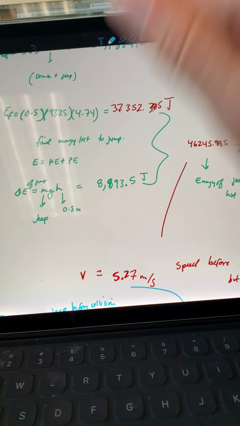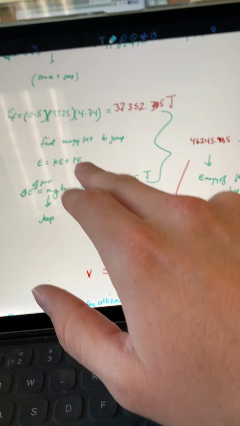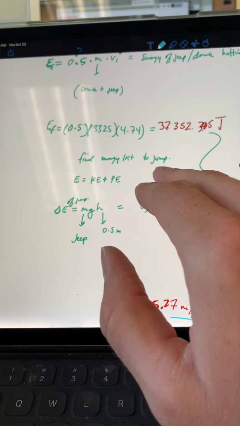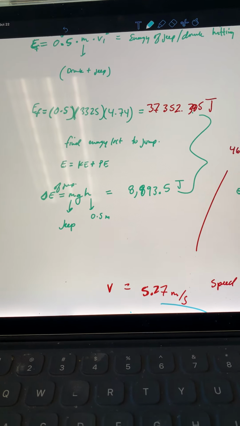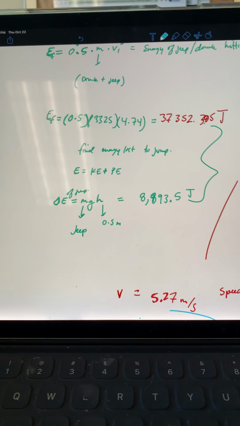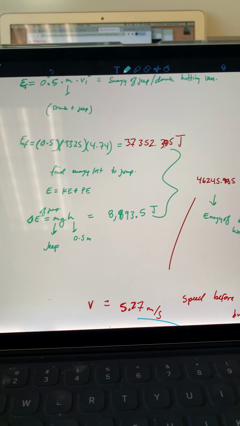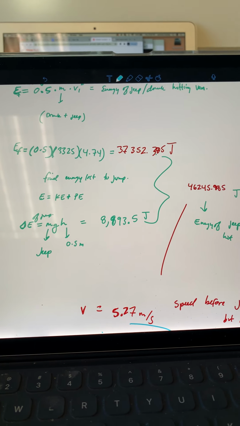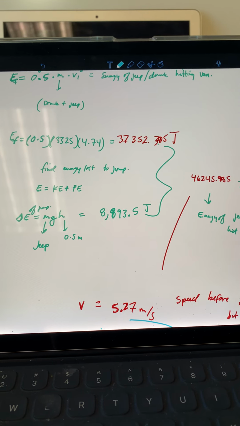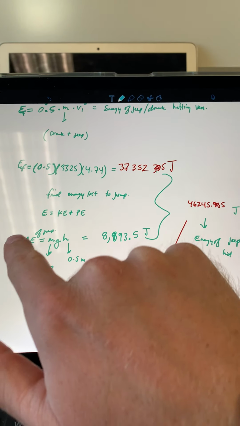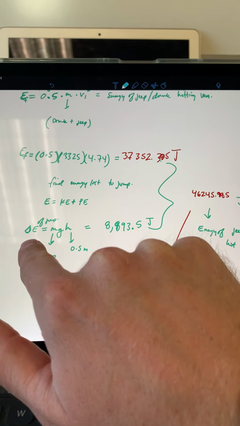Going with the same conservation, we have to find the energy that was lost in the jump, because that's the energy after. But we have to know that there was some energy in that jump when the drunk hit the Jeep that we lost, that just dissipated into the ground, right? That's gone. That left our system, so it's no longer in there. So we're going to look at that as the delta E.